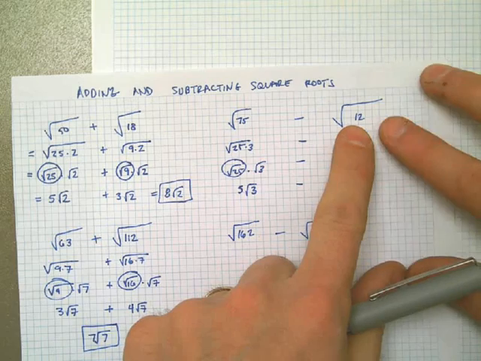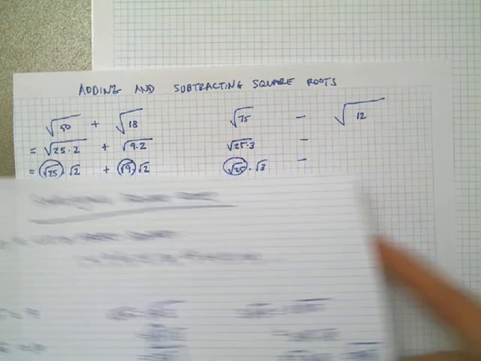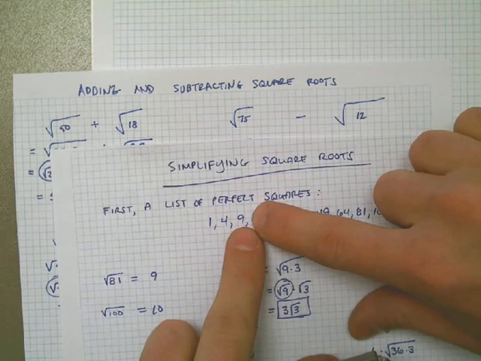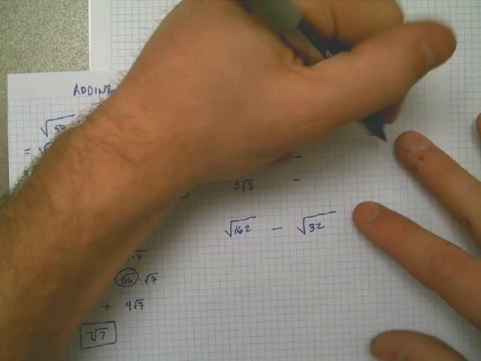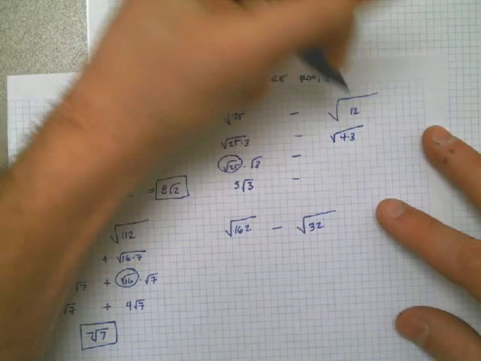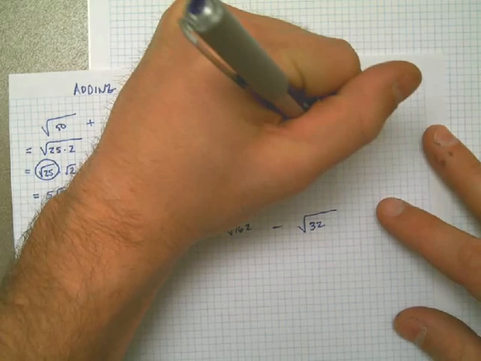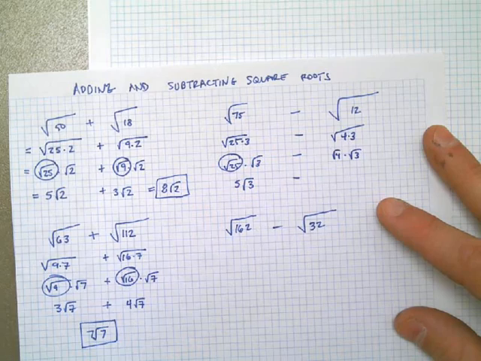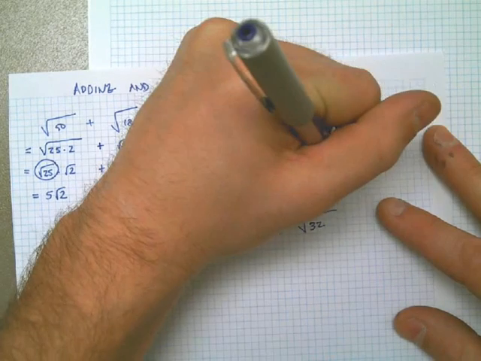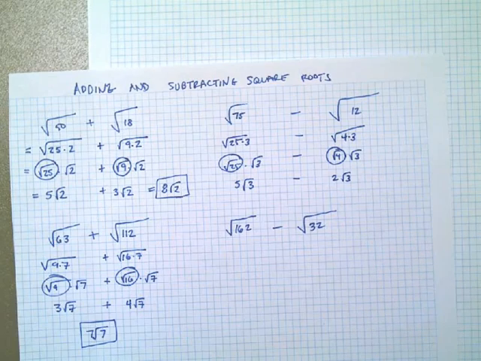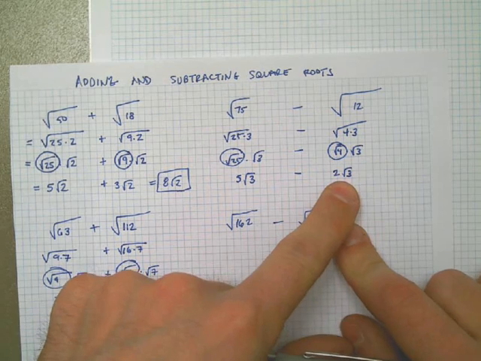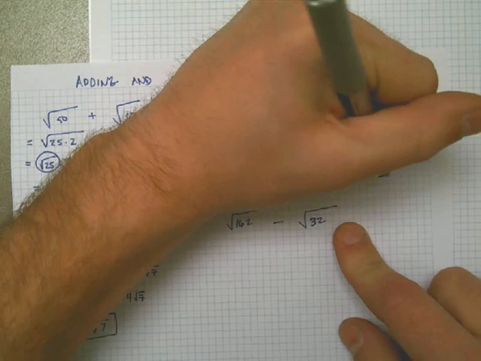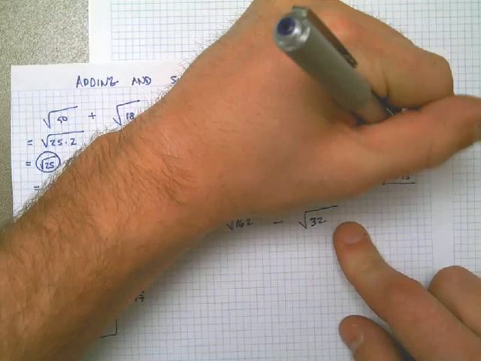Now, let's go through and find what the square root of 12 is. The biggest perfect square that goes into 12 would not be 9, it would be 4. 4 times 3 is 12. So instead of 12, I write it as 4 times 3. That's the square root of 4 times the square root of 3. And that's important because I know this one. This is 2. So if I take 5 square roots of 3 and I take 2 of those square roots of 3 away, I'm left with 3 square roots of 3.